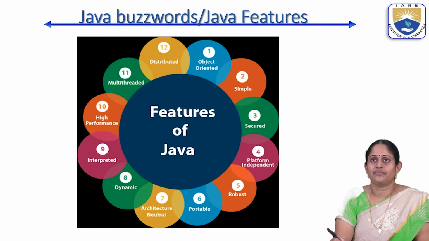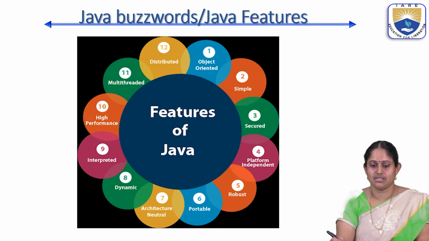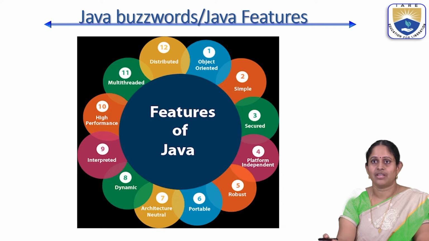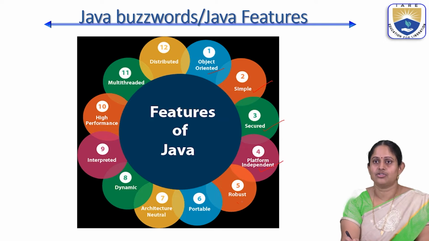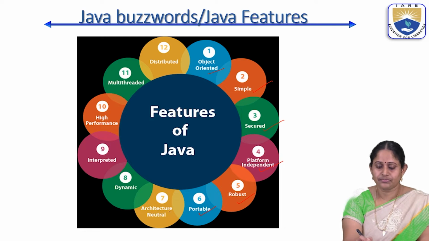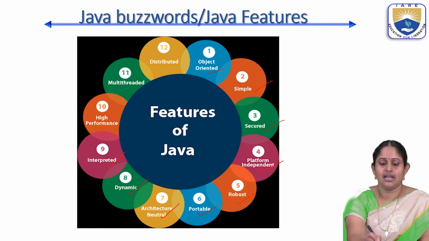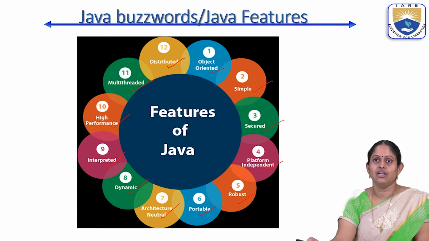Now let's look into the Java features or Java buzzwords. These are the various features of Java which are making it highly usable. The first one is it is object oriented. It is simple to use. It is secure. It is platform independent. It is robust. It is portable. It is architecture neutral. It is dynamic, interpreted, high performant, multi-threading and distributed. So these are the various features of Java. Let's look into them in detail.